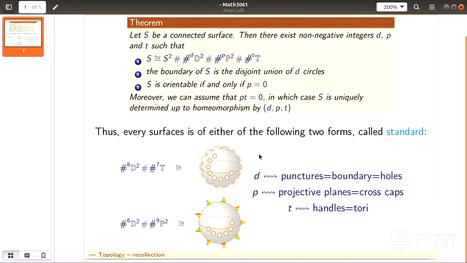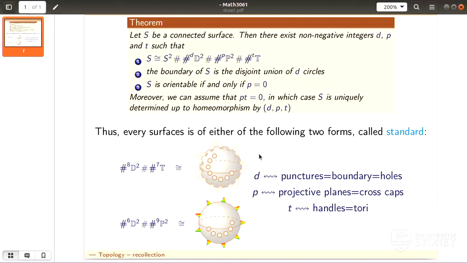The top one is a lot of tori, which are illustrated as little handles on a sphere, and kind of poke holes in the sphere. And the bottom one is a lot of projective planes, which I really can't illustrate, so they look a bit strange, but we hopefully get used to it. And then there were also holes.